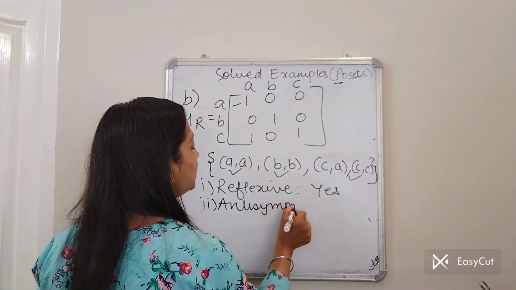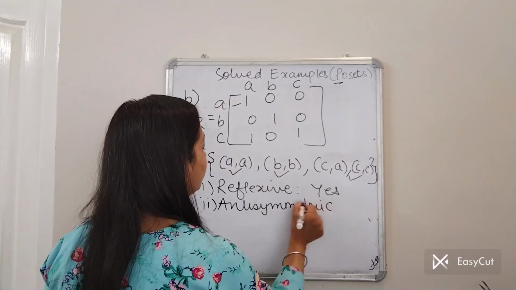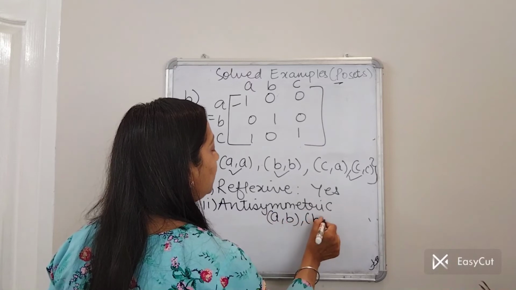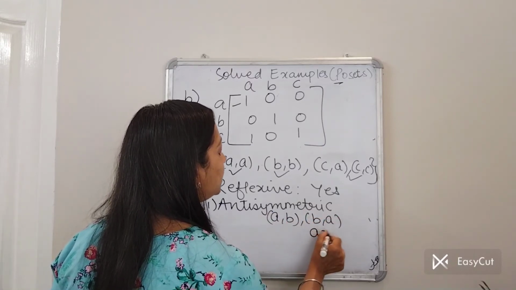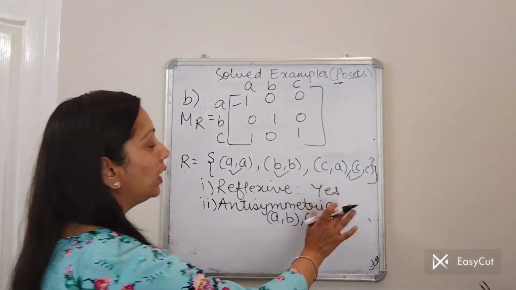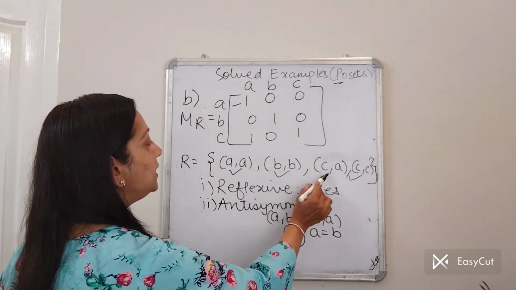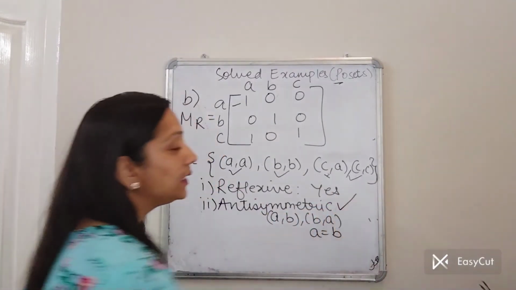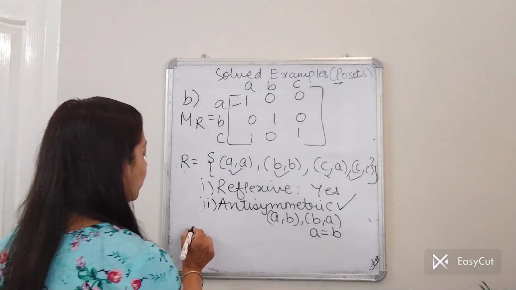Now to be antisymmetric, I know that if AB is here, then BA will be here only if A is equal to B. For other elements it shouldn't be there. So if CA is there, then AC is not here. Rest all the elements are equal. Hence I can say that it is antisymmetric also.